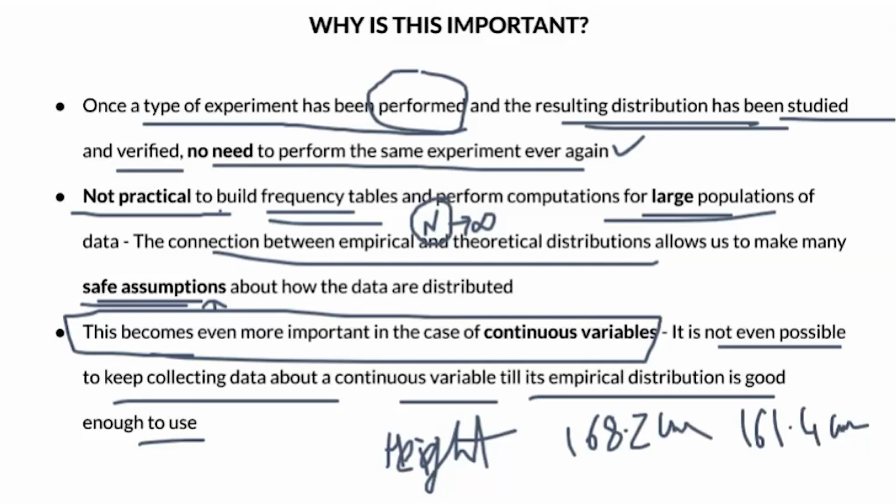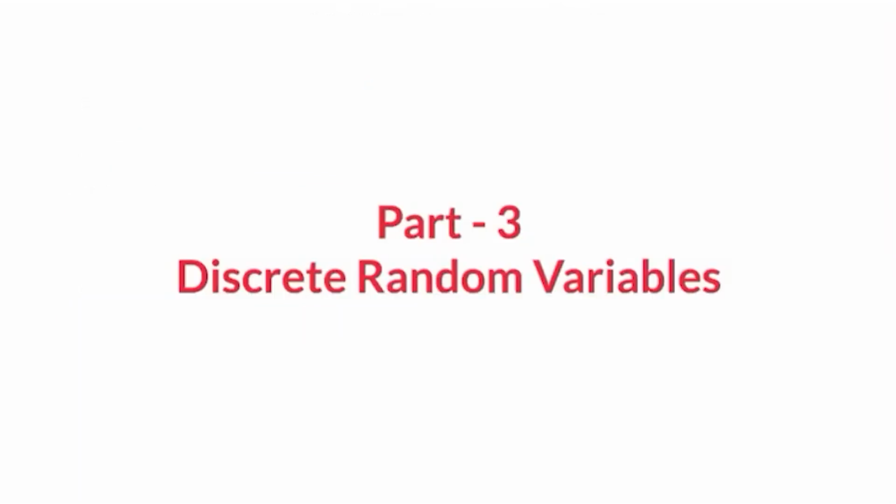Okay, and what we are studying now, which is the connection between this empirical and theoretical, allows us to perform what we call inferential statistics, where we make certain safe assumptions about the population and about the distribution, and then we are able to do meaningful experiments. Okay, anyway, we will deal with that. Right, so let's move on to discrete random variables.